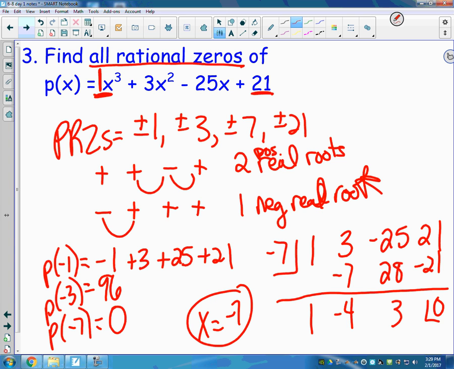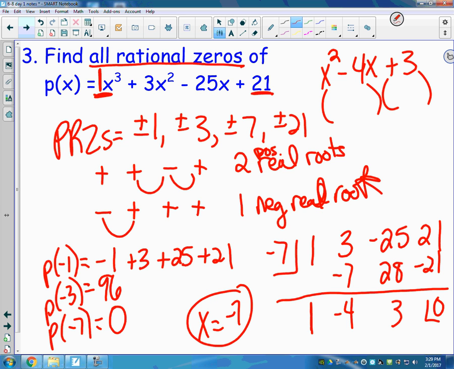Since these directions say only the rational zeros, I'm going to take what's left here, so 1x squared minus 4x plus 3, and if that's factorable, I should be able to find some more rational zeros.